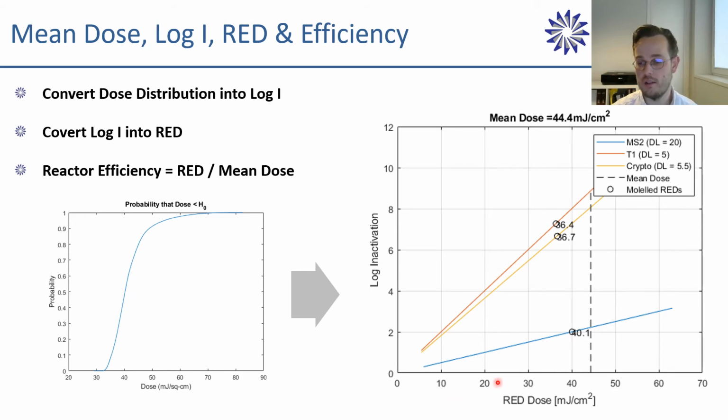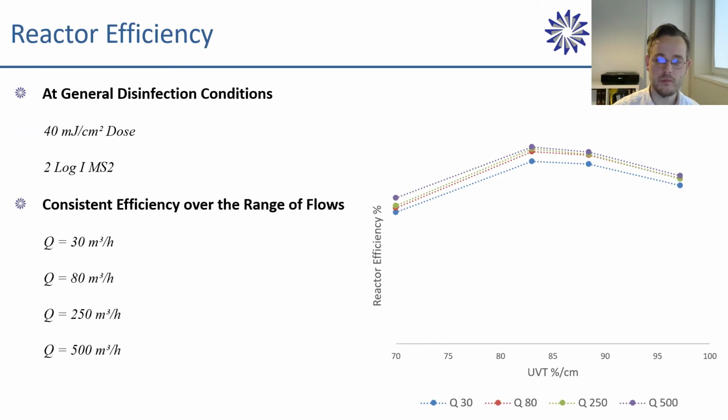So in this case, for this particular data point, we can see that if we use MS2 as a challenge organism, we get about 90% reactor efficiency. If we look at the reactor efficiencies over the entire range of the operation, we can see that in terms of the flow rates, the efficiency is consistent. Going from 30 to 500 cubic meters, the data points are really tied together.